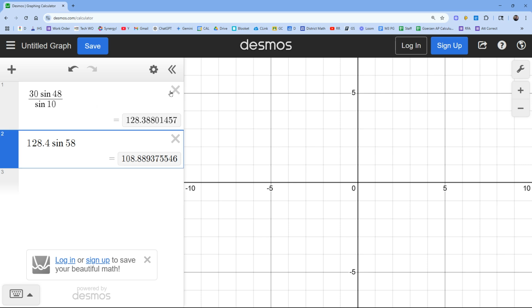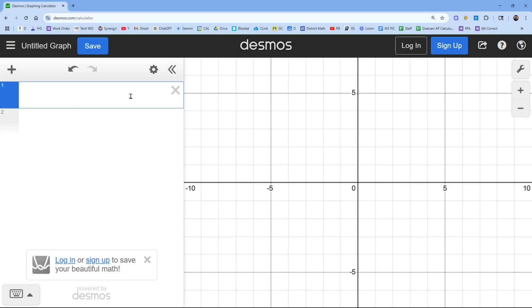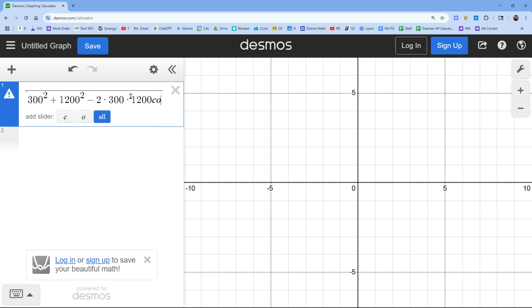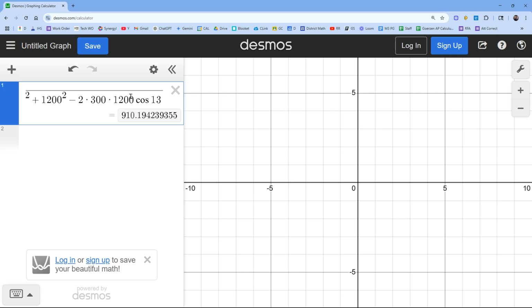So we're going to start with the square root and then type it in. So 300 squared plus 1200 squared. Oops. What happened here? Subtract 2, and then times 300 times 1200, and then cosine 13. So at that time, it's about 910 miles away.